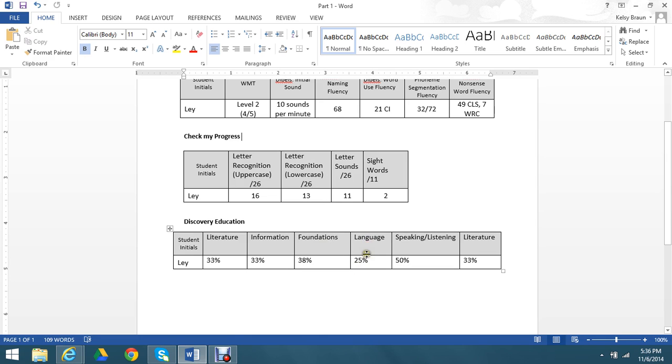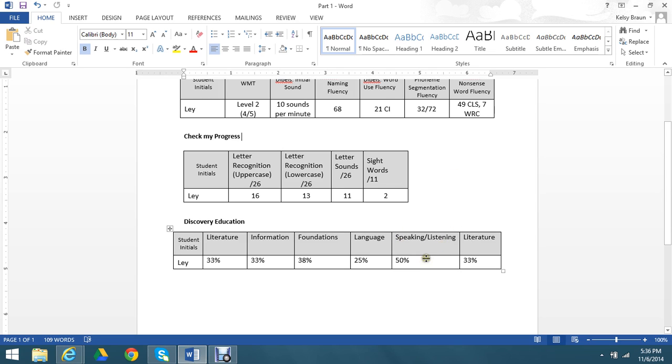Language means that he's able to look at vocabulary words. So what do words mean? He's able to answer questions about what certain words mean. That's what language is. Next, looking at listening and speaking, he did better on this one. It was 50%, so he got half of those questions right on the speaking and listening.